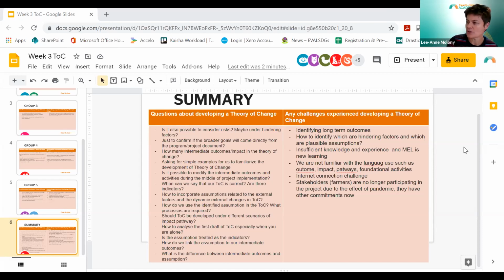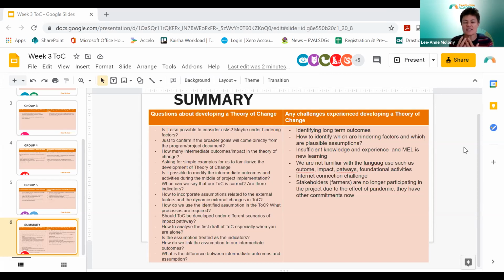Just to confirm, will the broader goals come directly from the program or project document? Ideally they would. Ideally, you would hope that the program document describes why this program is important in the first place and the bigger goals that the program is going to contribute towards. But it's not always the case, but if you're looking for clues, hopefully you find it in there. That's certainly what we do.